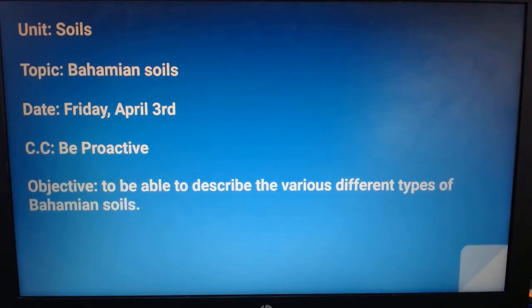Okay, so Bahamian soils now. Today's Friday the 3rd, and you've got your objective. Alright, so we are looking at Bahamian soil types. Just some quick notes on this nice easy lesson to finish off the term, or half term. And like I said, there's no assignment with this, but you do need to have these notes.